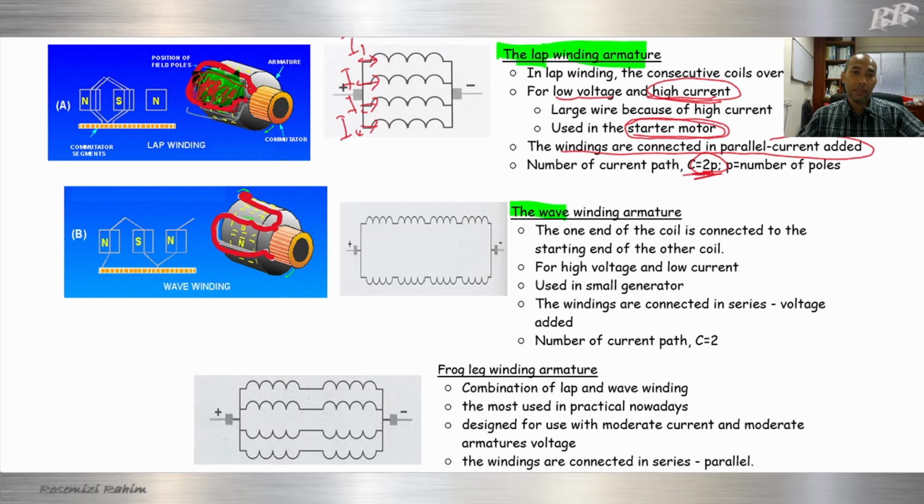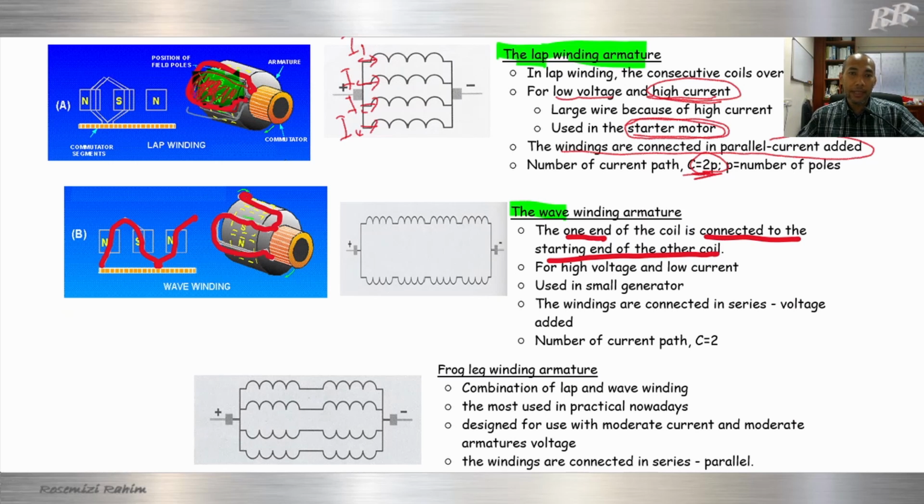From this you can see the first coil ending here, one coil. The second coil starts from the end of the first coil. Okay, this one we call wave winding. One end of the coil is connected to the starting end of the other coil.